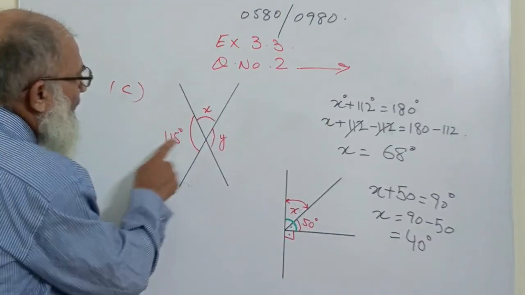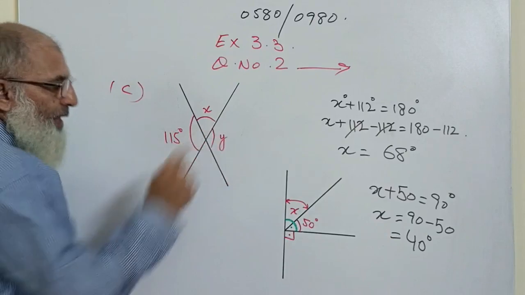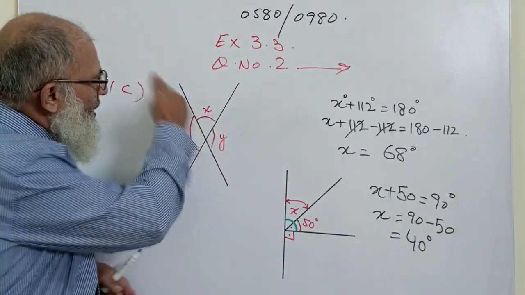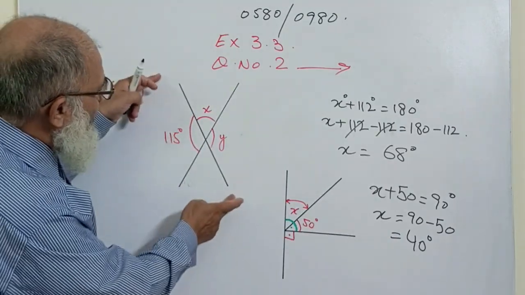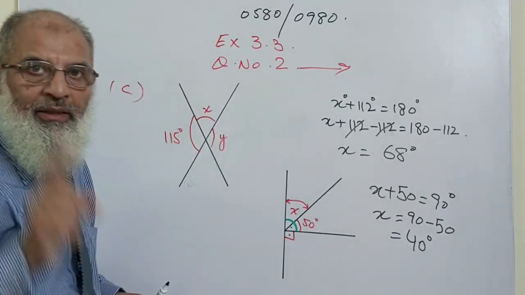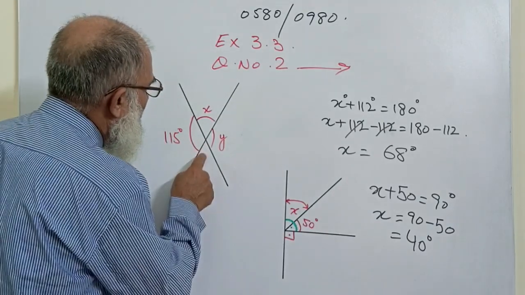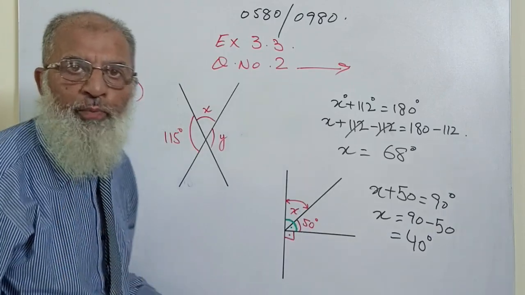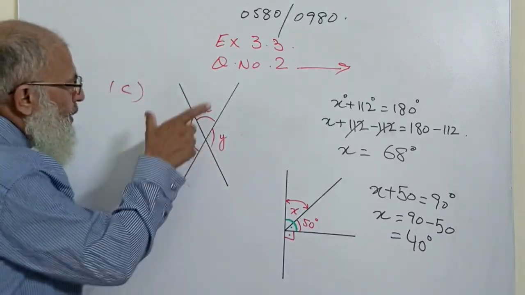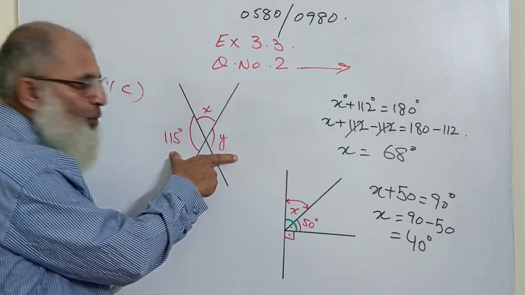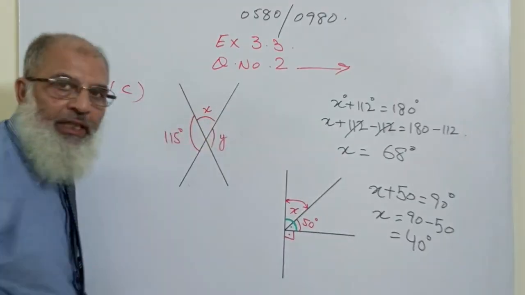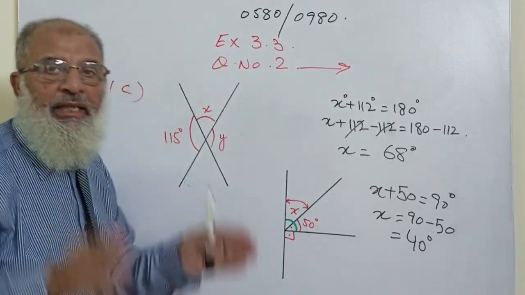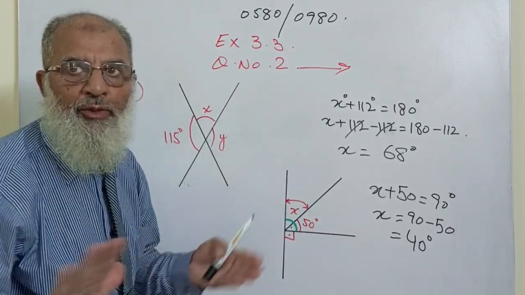Now there are two unknown angles over here, x and y, and we know that when two lines intersect each other at one common point, vertically opposite angles are formed. A pair of these is vertically opposite and a pair of these is vertically opposite angles. And the vertically opposite angles are equal.